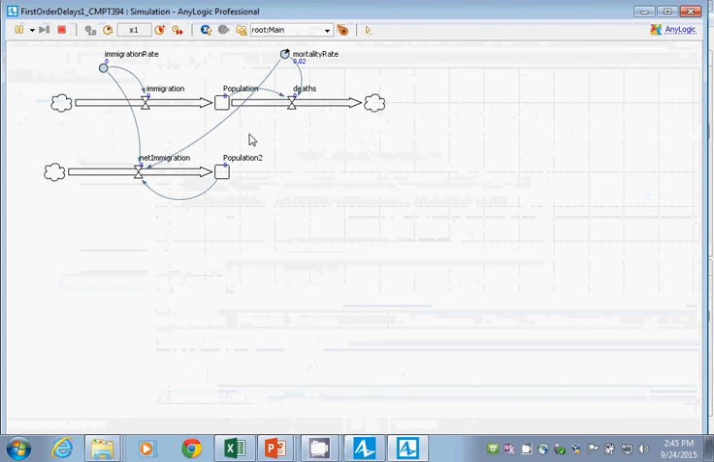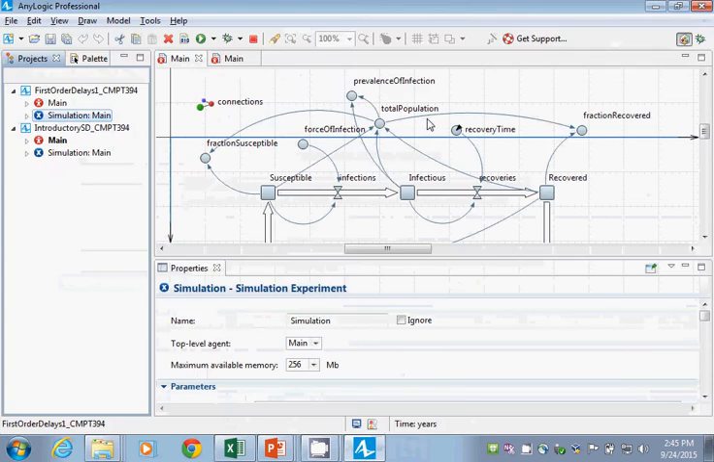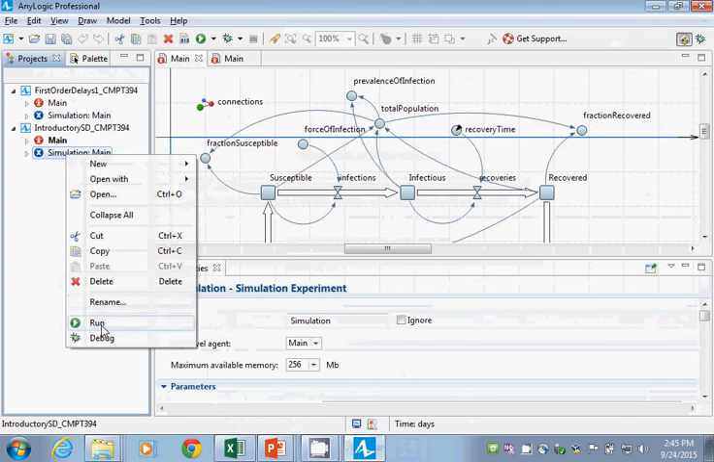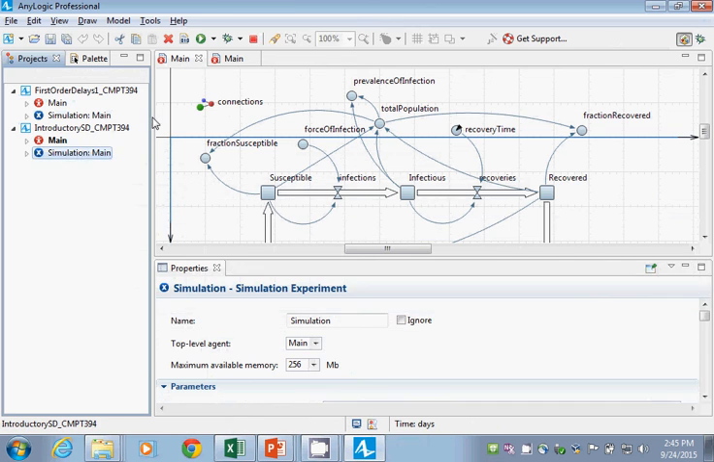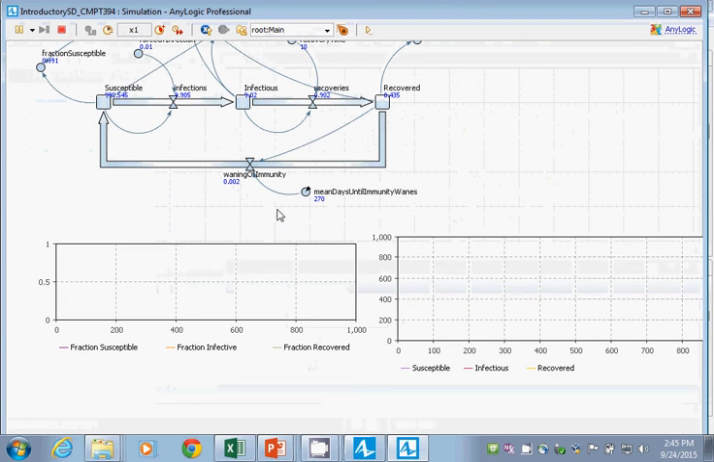Okay. Oh, I ran the wrong model. Sorry, folks. Right-click on this model. If you have two models open like me, right-click on the correct model. Okay. So here we see.